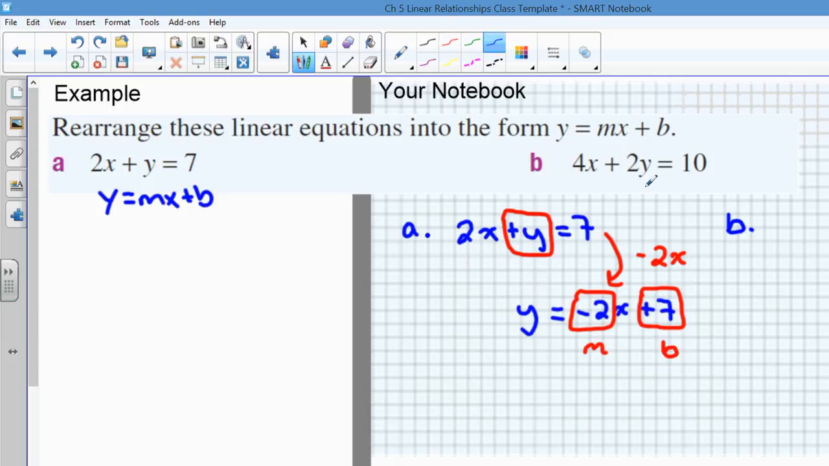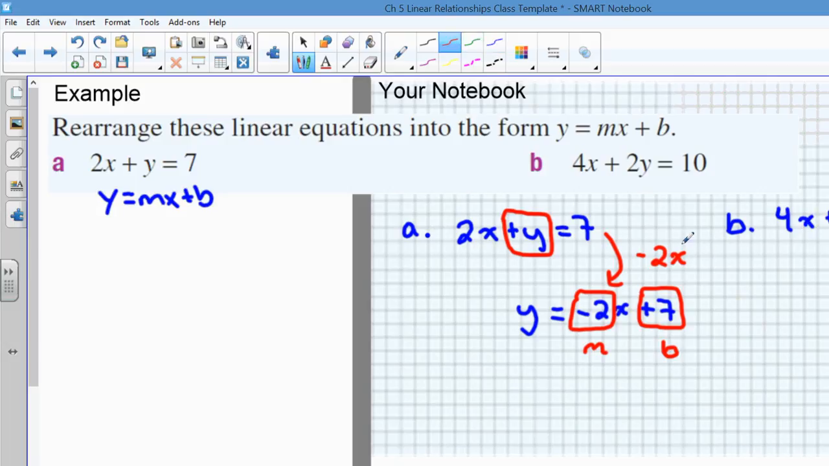Let's take a look at the second one because it's very similar. It has one extra step. For this one, I want to do the same thing. I want to move the terms away from the y. So I want to leave the y where it is. I want to move everything else away. So my first step is going to be subtract the 4x. If I do that, I'm going to be left with 2y because I haven't got rid of the 2 yet. But I will have negative 4x. I always want to write the x first. And then plus 10.